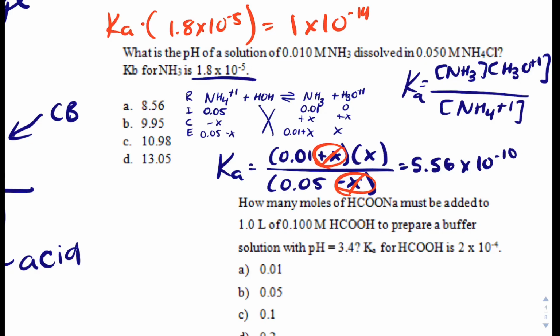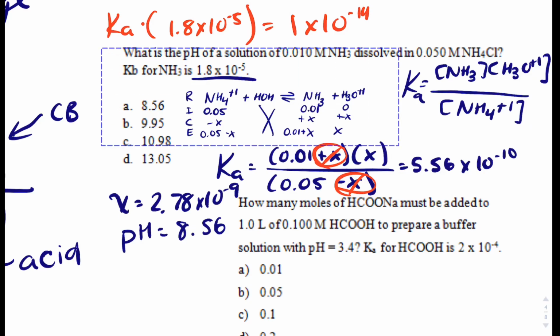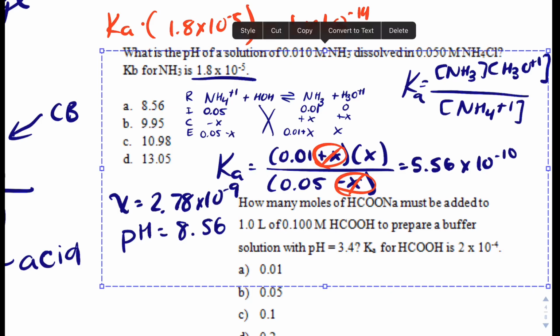So times that by 0.05, then divide by 0.01, and my X equals 2.78 times 10 to the minus 9. If I take the negative log of that, my pH will be the answer, and I get 8.56. Okay, so you could use the rice table with Ka or Kb. Now, be patient with me here if you're watching through this problem. I could do this another way.